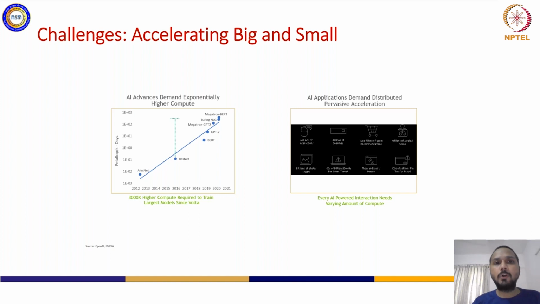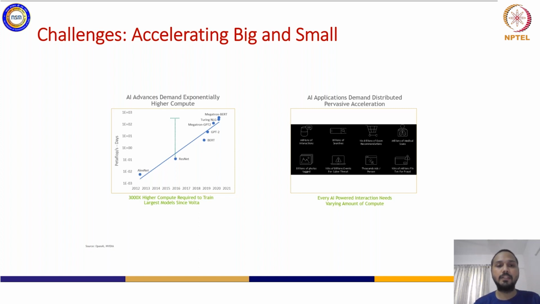So when I talk about AI, I talked about one particular challenge. In this slide, what we are looking at is accelerating big and small challenges. On the left-hand side is the part that we mentioned some time back, that AI is advancing at an exponential rate. When I say advancing, not just is the accuracy increasing and the errors going down, but the models are becoming more and more complex, and you need to increase the compute power to train those networks.